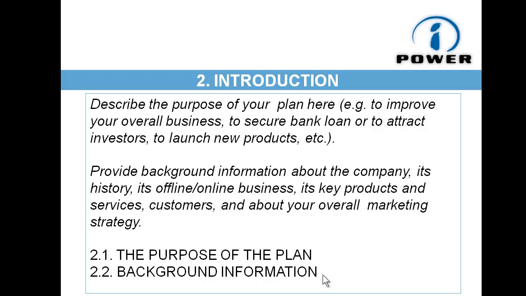In the second point of this section on introduction, you also, very importantly, need to write about your company background information. Note that this is different from the executive summary. This is where you write about the current state of your business, not about the recommended future state of your business. So this is where you will write about your company, its history very briefly, offline and online business, key products and services, customers, and about your overall marketing strategy. The section on introduction should again be kept short, probably again 1, 2, 3 pages, depending on the real need.